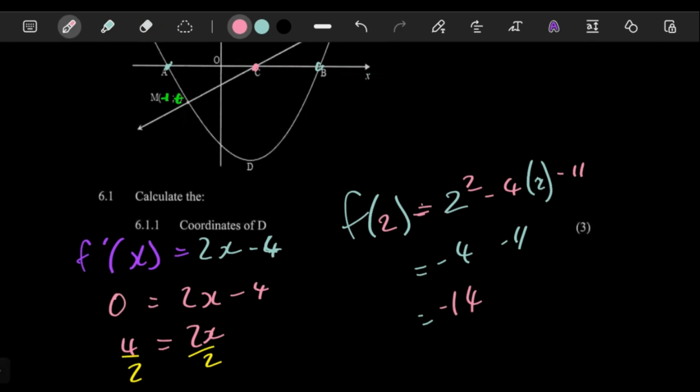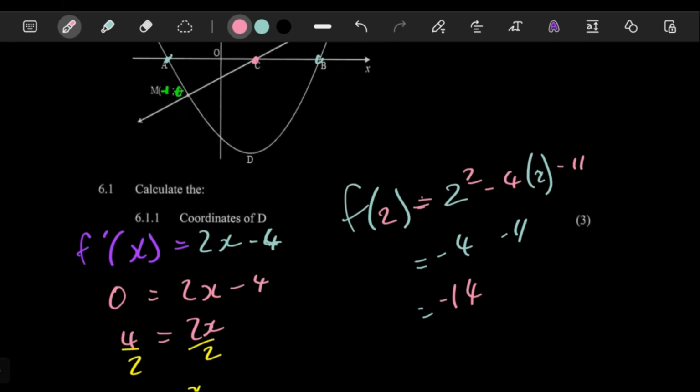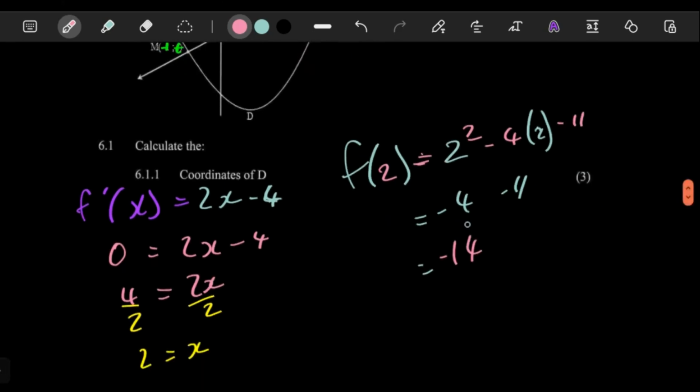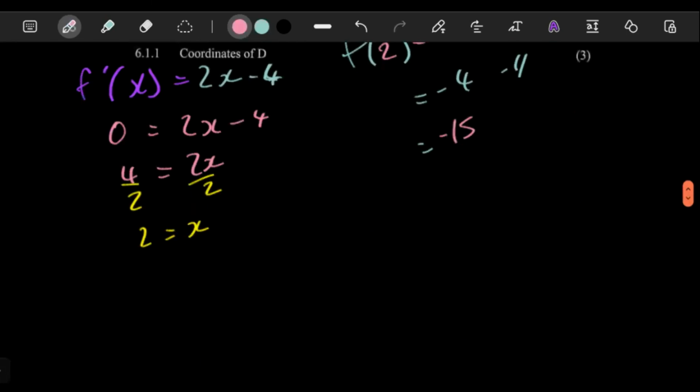So far so good. With the next questions, let's see what they're asking us here. Wait, let me see if I made a mistake. Negative 11. What is 4 minus 8? Oh yeah, 4 minus 8 is minus 4. It's minus 15. I keep looking at the answer that I wrote and I'm like, wait, how can negative 4 and negative 11 be something else?